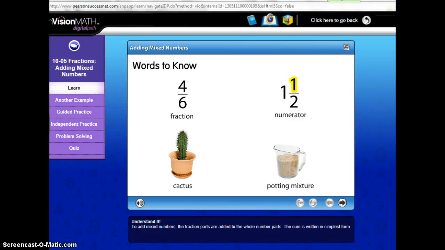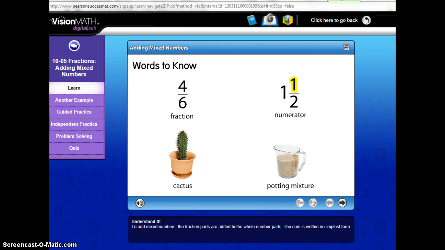So today we're going to take a look at adding fractions again, and you guys rocked at it. You did such a nice job. But today our fractions are going to look just a little bit different. The reason they're going to look different is because they are going to be mixed numbers instead of just a plain fraction.